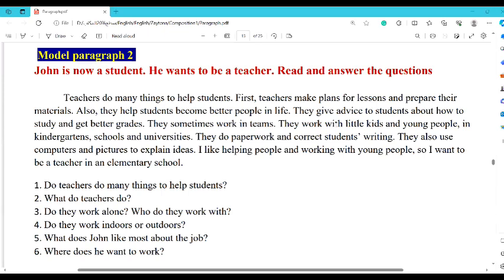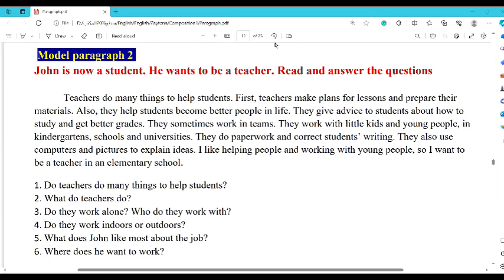Teachers do many things to help students. First, teacher makes plans for lessons and prepare their materials. Also, they help students become better people in life. They give advice to students about how to study and get better grades. They sometimes work in teams. They work with little kids. Thank you. That's enough. Thank you so much.